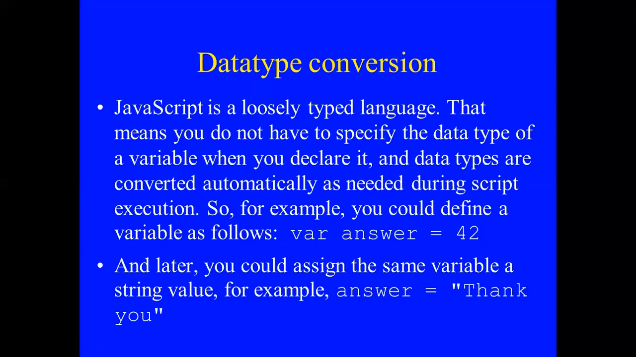Then next part is data type conversions. JavaScript is a loosely typed language. That means you do not have to specify the data type of a variable when you declare it, and data types are converted automatically as needed during script execution. That means in JavaScript it is not necessary to declare the data type of a variable. Whenever the script is executed, it will automatically convert the variable into that data type.